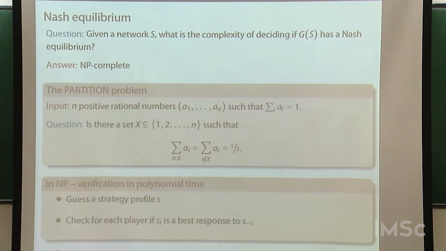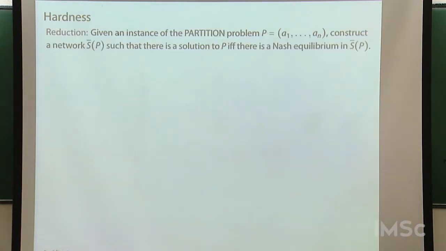Now the question is the following. You have to pick a subset of these indices 1 to n such that you add up all the numbers where the index is in this set, and that gives you half, which also means that the numbers not in this set add up to half, because the sum is 1. Can you find such a set? That's the partition problem. So given an instance of the partition problem, which are these n numbers, you want to construct a network S such that there is a solution to this partition problem if and only if the network has a Nash equilibrium.